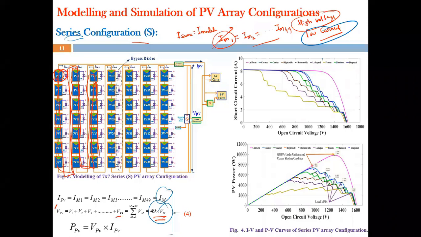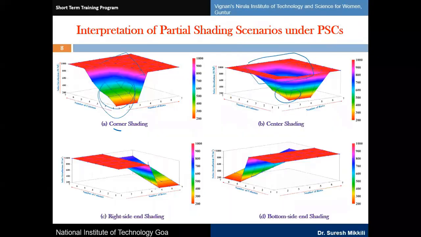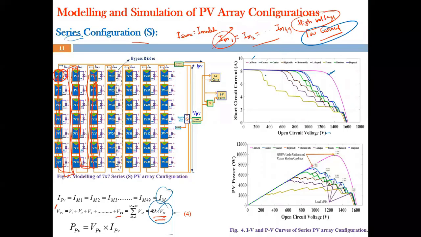Here you see I have taken uniform condition and corner shading condition, in different colors. This is my uniform condition of short circuit current and open circuit voltage. Next, center shading, corner shading, right side, left side. These are all conditions I have tested. It is taking too much time, that's why I have not shown you the 7 by 7 model.